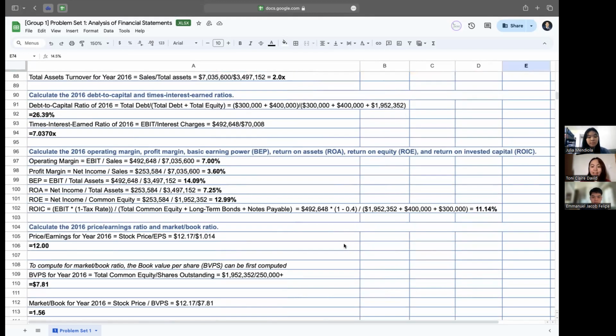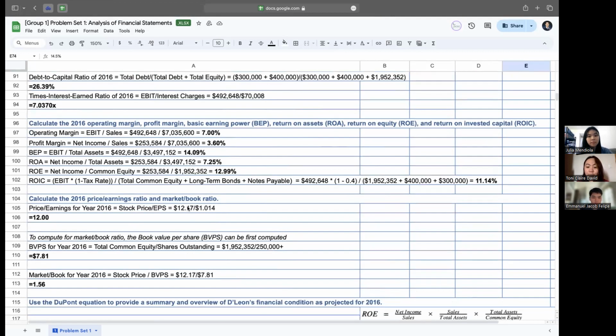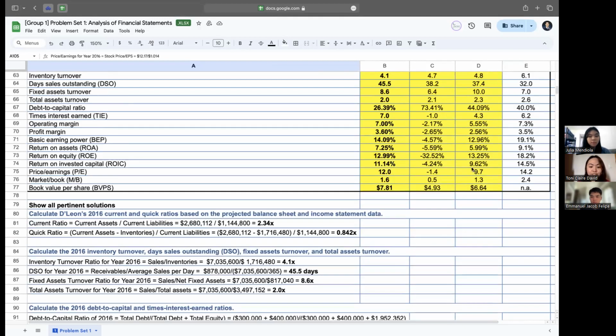Okay, so for number 5, we'll be looking next at the market value ratios, which are the ratios that relate the firm's stock price to its earnings and book value. First, the price to earnings ratio is calculated simply as the ratio of the price per share to the earnings per share. In the Excel, this is $12.17 over $1.014, which is around 12. This is lower than the industry average, so it indicates that the company's shares may have poor growth prospects.